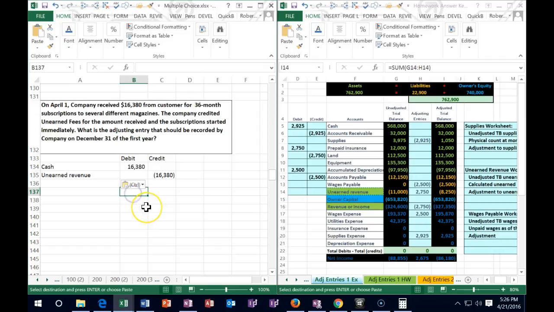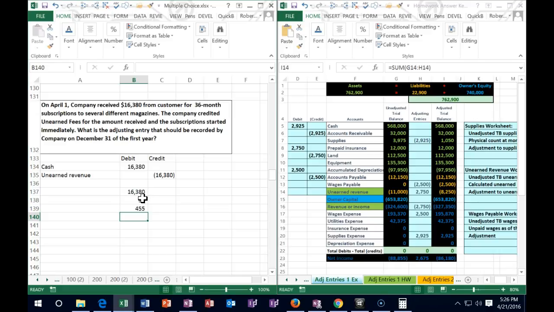So if we take this total amount, 16,380, and we say there's going to be 36 months, then how much is it per month? How much are we charging per month? Well, it's going to be the 16,380 divided by 36 months. So it's going to be 455 per month.